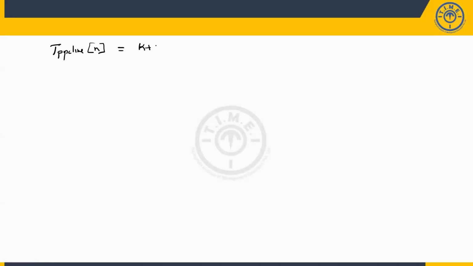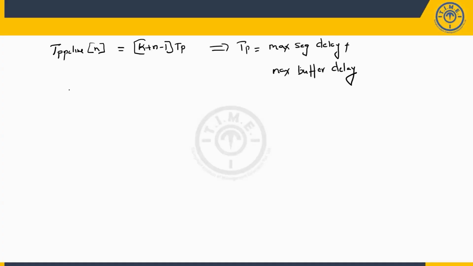Okay, T pipeline is equal to (K plus n minus 1) into TP, where TP is equal to max segment delay plus max buffer delay. And if it is for only one task, it is equal to TP, where TP is max segment delay plus max buffer delay. So these are the formulas.